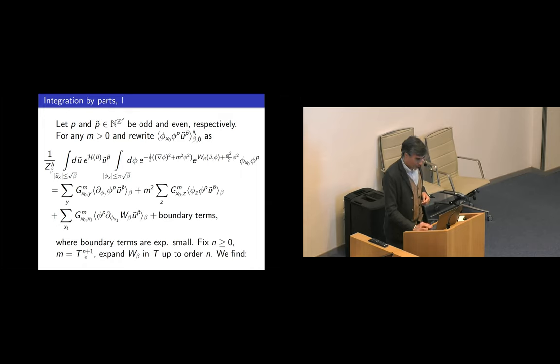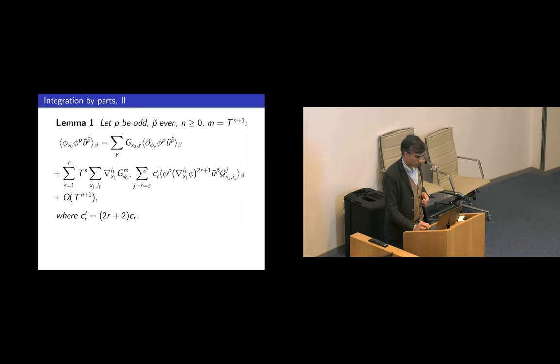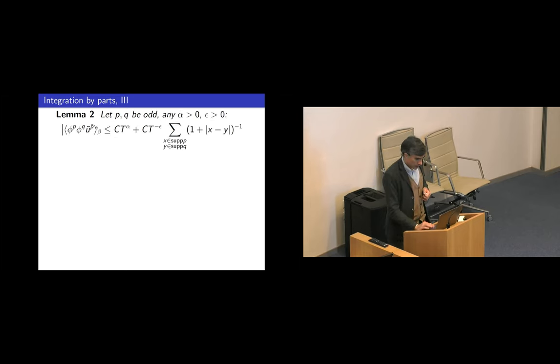So if you fix m sufficiently small and expand w in t up to order n, we find this first basic integration by parts lemma that is one of the main ingredients of the story. So once again, in order to prove this, we are just integrating by parts and bounding the remainders thanks to the moments bound I showed, plus some improved moments bound that I will state in a moment.